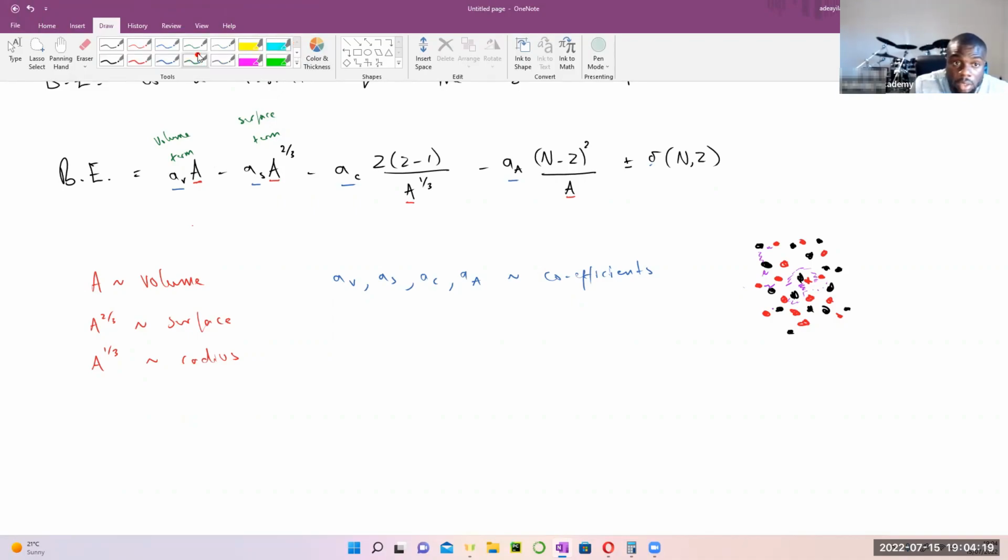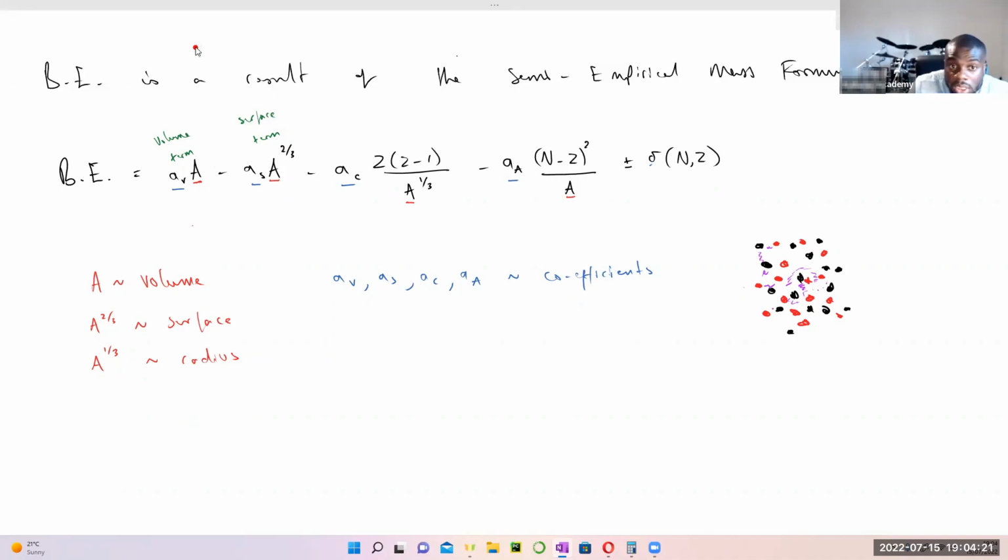This term here, so there's another obvious correction now, and hopefully you'll get this one too. This one is called the Coulomb term. How do you spell Coulomb? Coulomb term. This one is called the Coulomb term, and it's to do with the protons. So notice the Z's there, and notice the A to the one third.